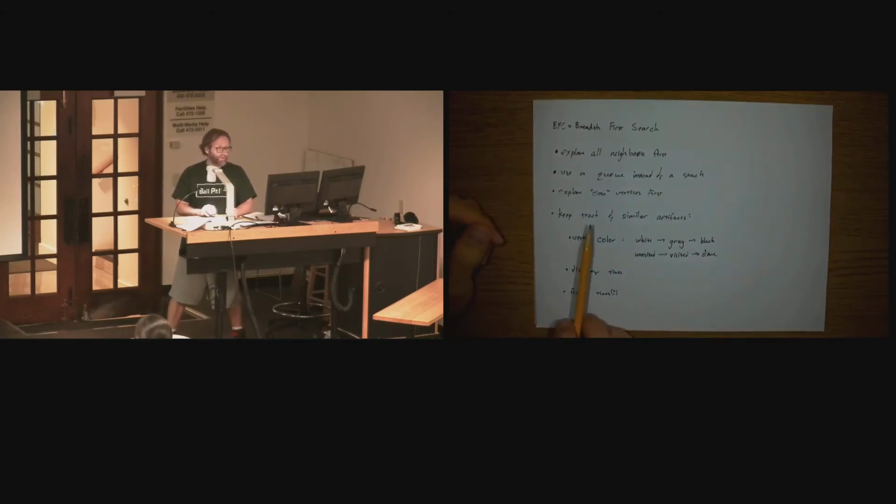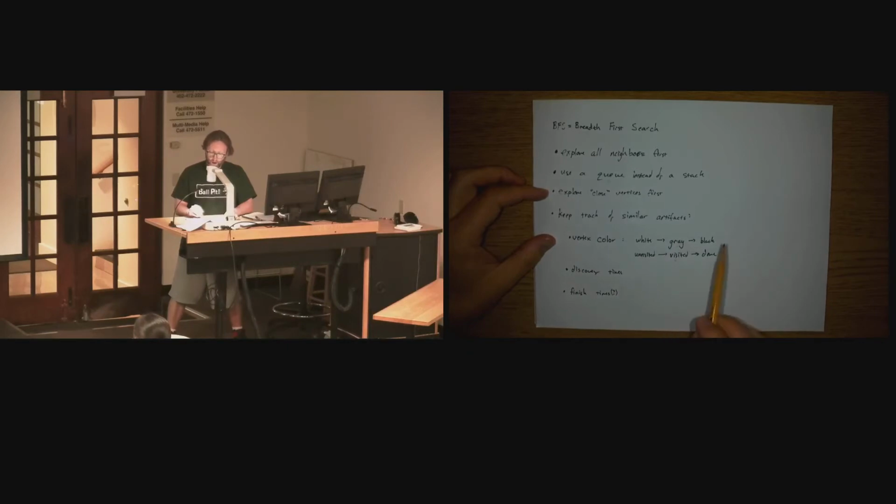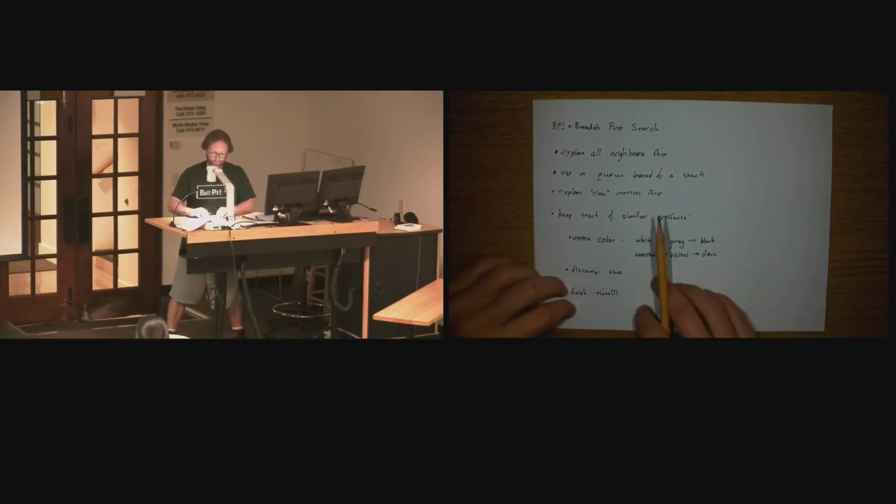You still keep track of similar artifacts. For example, vertex color. Initially, everything is going to be a white vertex indicating an unvisited vertex. Then you color it gray, which means that it's become visited. And then once you're done with it, once you've processed it, then it's done, right? And you color it black. You also keep track of discovery times and finish times. Now, I put a question mark here because when we actually go to look at these things, you'll find out that the finish time is not all that important because with a first in, first out queue, it's going to be the exact same order.